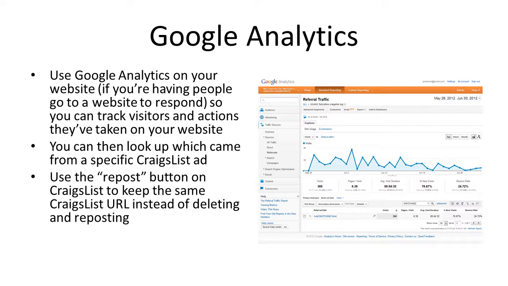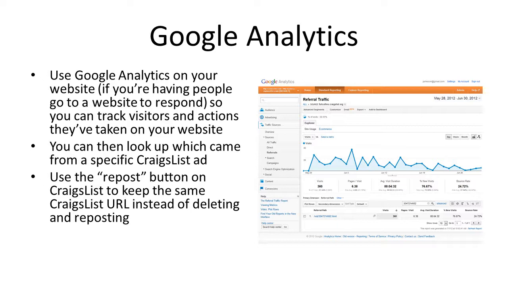And the nice thing about it is you can actually see traffic specifically from CraigsList. If you go to traffic sources, it's one of the left-hand tabs, and you click on referrals, and then you do CraigsList, and then you can see which ads in particular brought which traffic. I show you a little image on my screen here of traffic from one of the ads I ran on CraigsList. But you can get a feel for that. So if you're having people go to your website to respond, you want to use Google Analytics to track that.